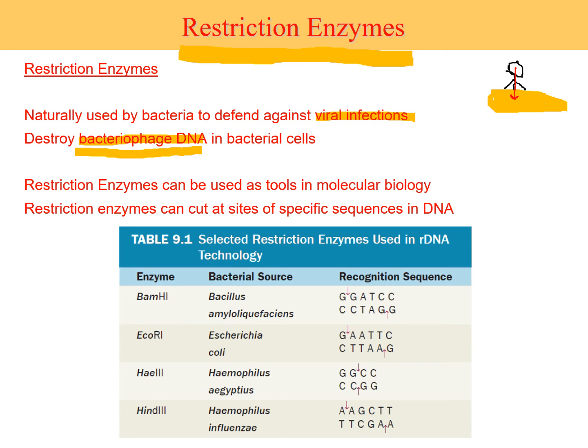between particular types of nucleotides, only between certain nucleotides within certain types of 6 base pair sequences. So for example, this one cuts between GG in the sequence GGATCC. If you notice GGATCC, if you look at the complementary strand, so this is GGATCC, the complementary strand is the same but in reverse.